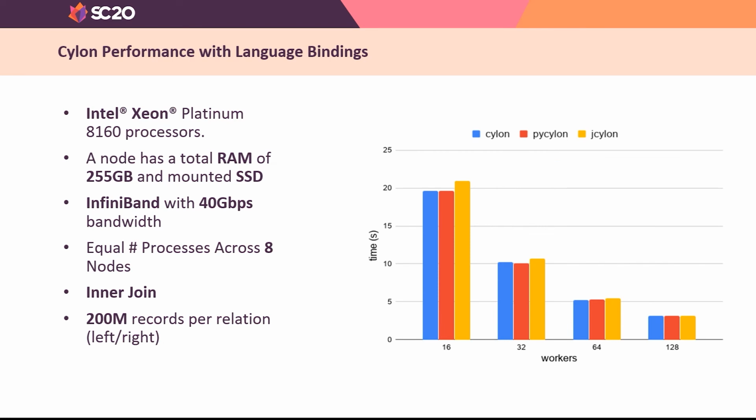Now let's focus on the Cylon performance with language bindings. Here we are going to compare PyCylon and JCylon with the C++ compute kernel Cylon. Here we use the same Intel architecture and ran the experiments on 8 nodes with an inner join and 200 million records per relation. As you can see, the overhead in language binding is very minimal. And we conducted the experiments across multiple nodes for different numbers of processes.